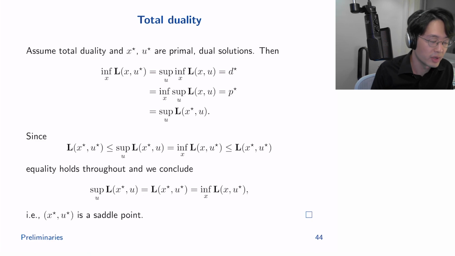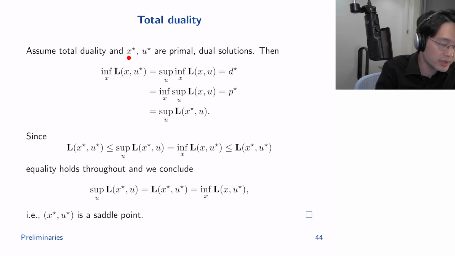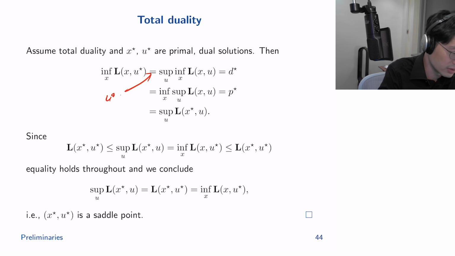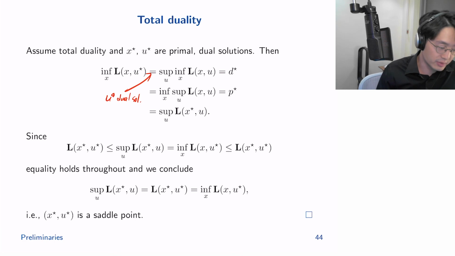Okay, now let's show the forward direction. We'll assume total duality, and we'll assume that x star and u star are primal and dual solutions. To reiterate, when we are assuming total duality, we are assuming that a primal and dual solution exist, but we're denoting them as x star and u star. Then inf x of L(x, u star) is sup inf L(x, u). This follows from u star being a dual solution. Again, this sup over u is the dual maximization problem, and we plug in u star, which achieves the optimal value. So that follows from the assumption that u star is a dual solution.